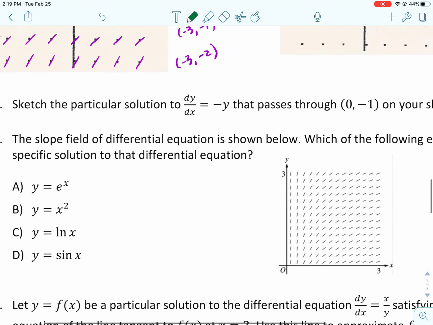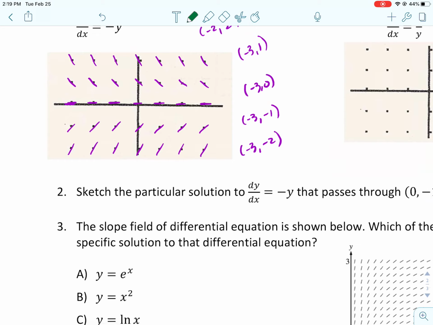So number 2 says to sketch the particular solution for dy over dx is negative y, which we just did the slope field for, that passes through the point 0, negative 1. So what we would do is go to that point 0, negative 1, and just go ahead and make a mark there.